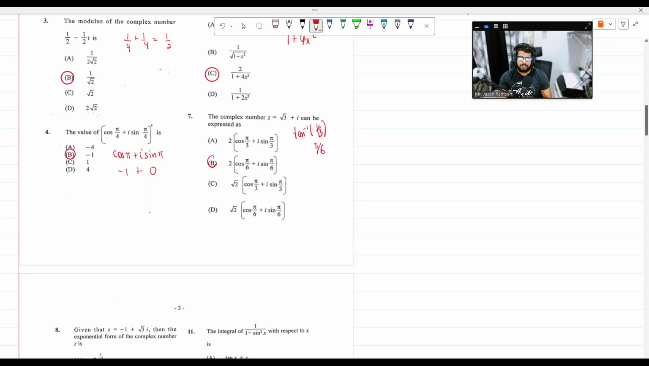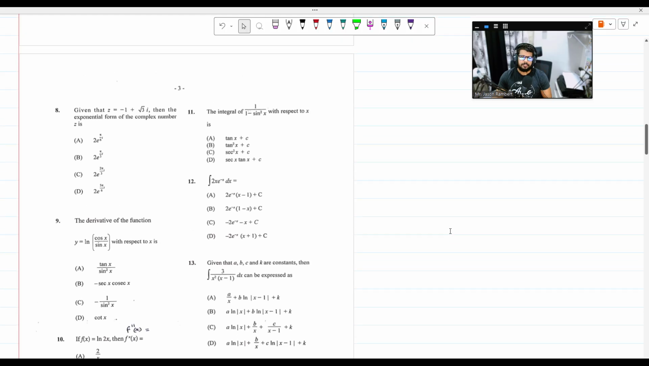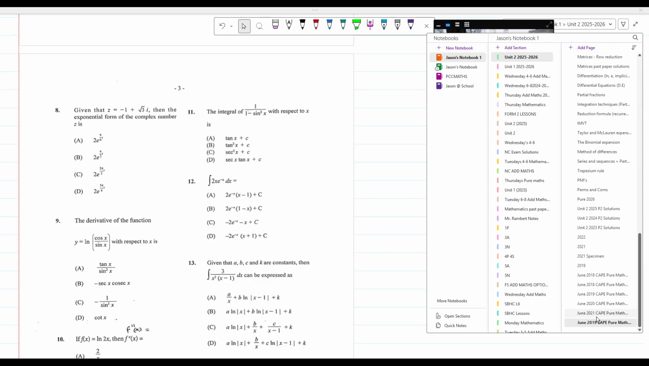Alright, so I'm bringing it into exponential form first, and then I'm sending it down into trigonometric form. Given that z is that, then the exponential number, this is a repeat question. All right, yep, I believe it's a repeat. So let's just entertain it just for a second. Let's see if it is indeed a repeat question.